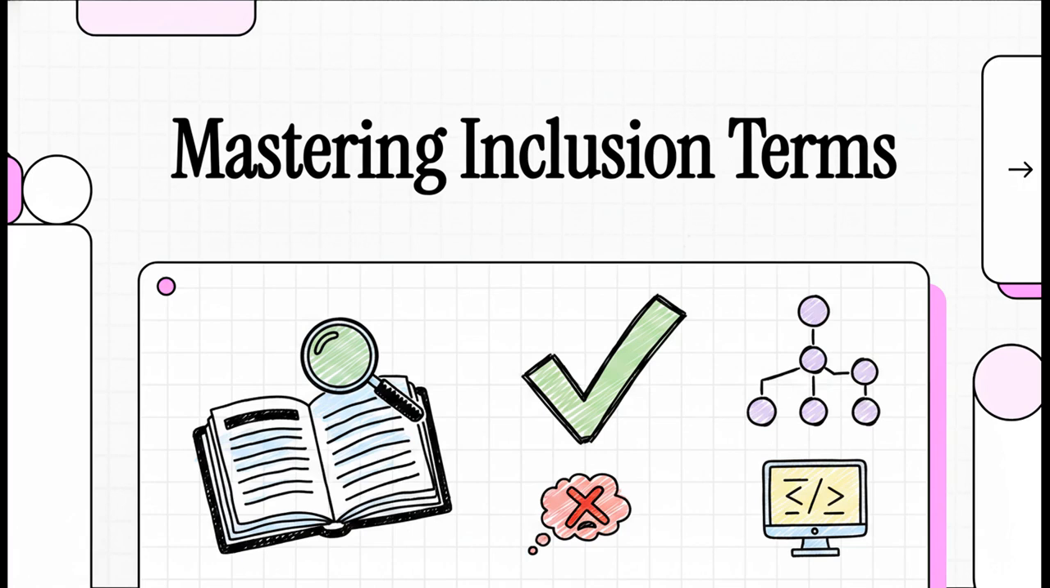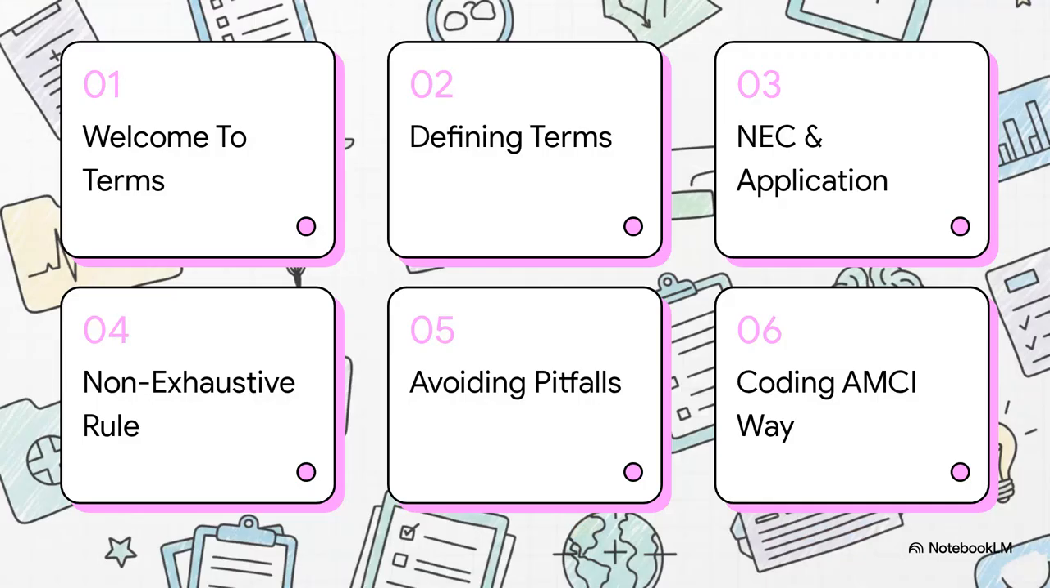Today, we are going to completely demystify ICD-10-CM guideline A.11. That's the fundamental guideline covering inclusion terms. My goal is to make sure you truly understand this concept, not just to memorize it, but to really master it so you can assign your codes with total accuracy, full confidence, and absolutely zero test day panic. Let's get started. Okay, let's dive into this.